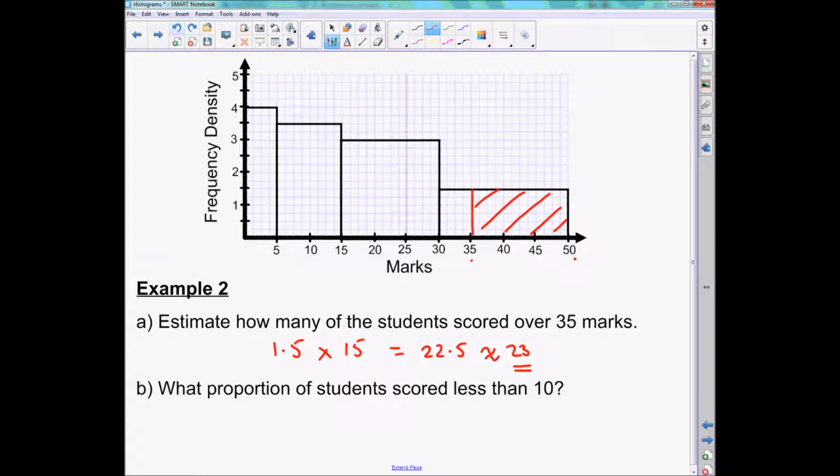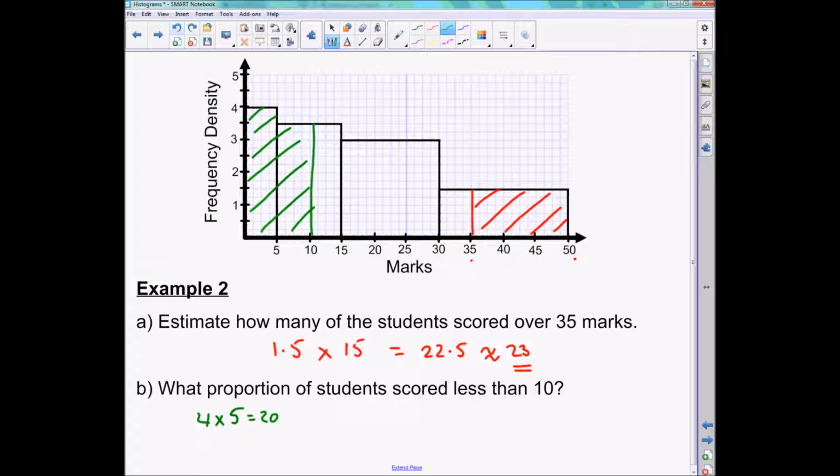Okay, so another question that they could ask you is what proportion of students scored less than 10? Now, if you remember, proportion questions are asking for either a fraction or a percentage. So I'm going to do exactly the same thing that I did before, and I'm going to identify the part of my histogram which is less than 10. So I'll draw my line and highlight the section which is less than 10. As you can see, this less than 10 crosses 2 bars. So first off, I need to find out what the frequency of my first bar is, which is frequency density of 4, times the class width of 5, which is 20.